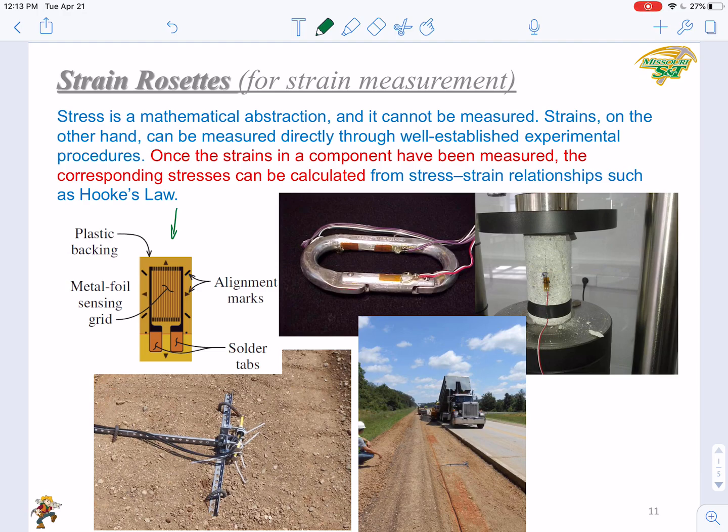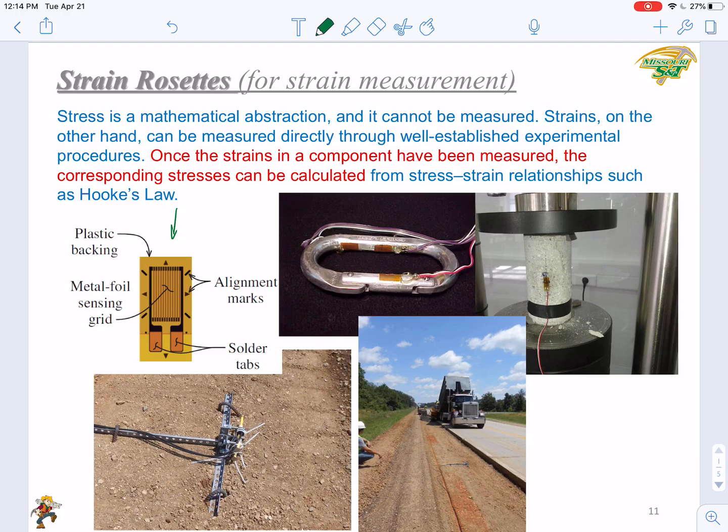So once the strain in a component has been measured, the corresponding stresses can be calculated from stress-strain correlations, such as Hooke's law. Okay, in the next lecture, we will derive the generalized Hooke's law. Using Hooke's law, you will be able to calculate the stresses based on strains in a structural member.